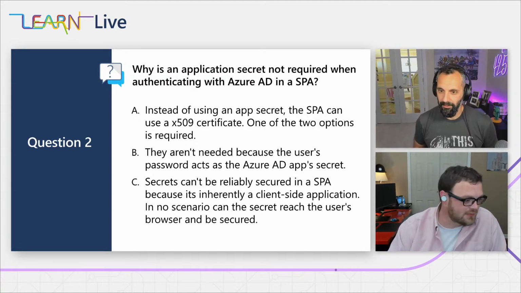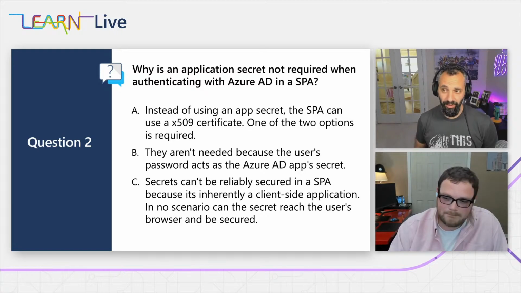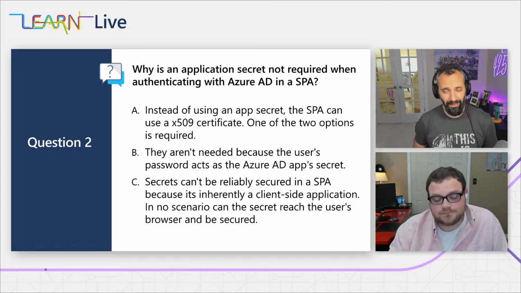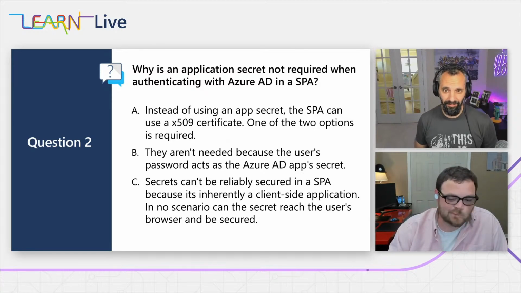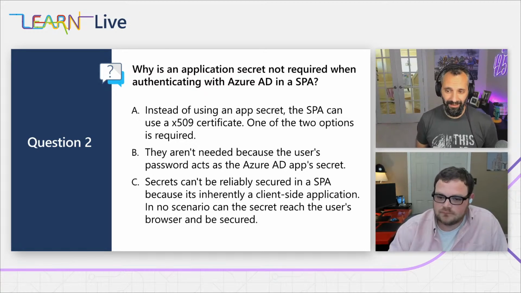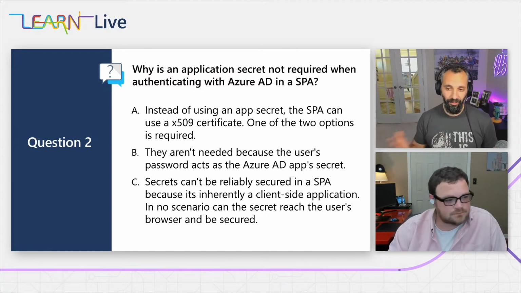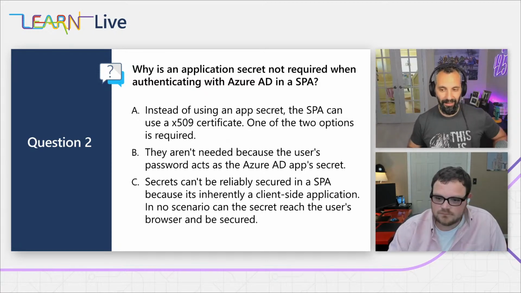Which one do you think, Christos? Well, we just talked about why implicit flow is not good and how things are available on the client-side apps. So I guess C is the one that makes more sense, right? You could still use an X509, which would be slightly more secure, but doesn't make sense. And Azure AD passwords acts as an app secret. No, that's never the case. The app should never know user secrets or passwords whatsoever. So C is most likely the right answer.